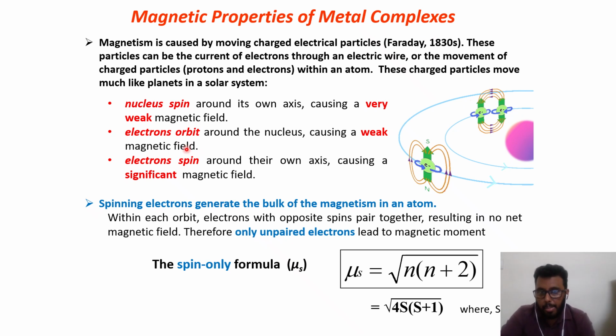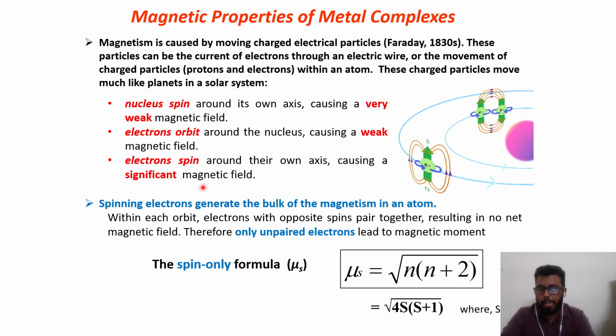Magnetism, we know, is caused by moving charged particles. That is what Faraday said in the 1830s. Moving particles can generate current, like the current of electrons through an electric wire. When the electrons move from one end of the wire to the other, that contributes to current. The same applies to the movement of charged particles, protons or electrons, within an atom. These charged particles move much like planets in a solar system, in elliptical orbits. The nucleus also spins on its own, we know that.